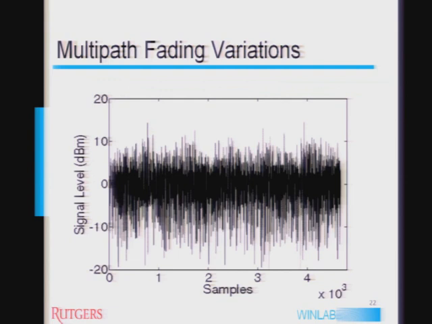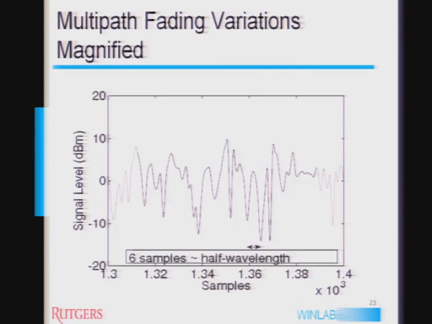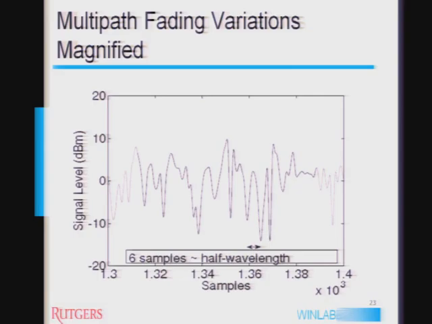Again, as you can see, it's samples, and since it's the same experiments, it's the same number of samples. The variations are about 7 to 18. Let me magnify this, and this is what they really are. So 6 samples is approximately a wavelength, and if you look closely at the multipath variations, this is what it is.